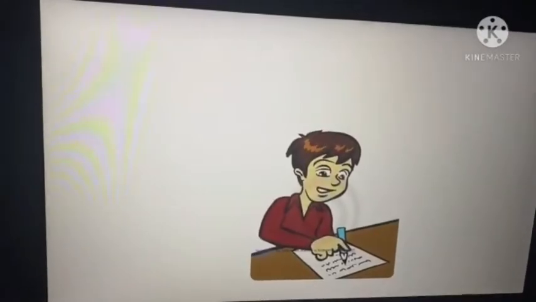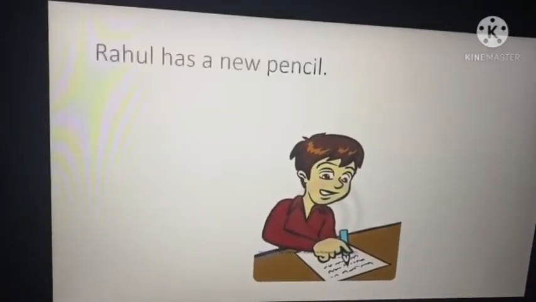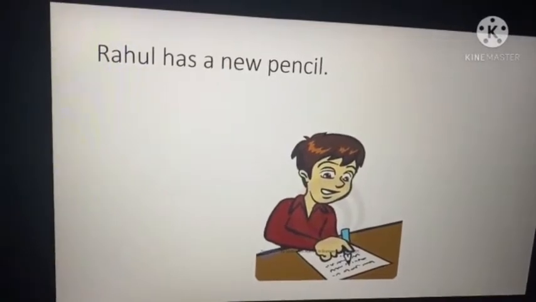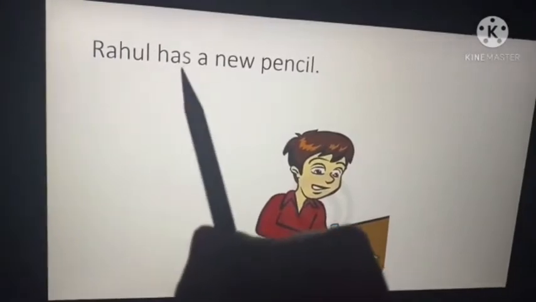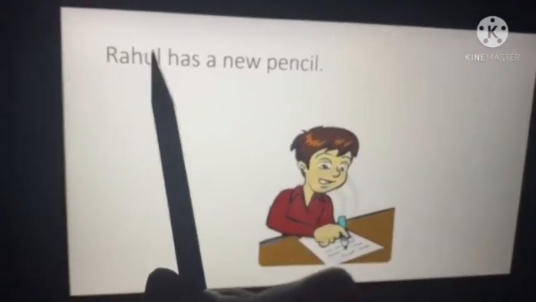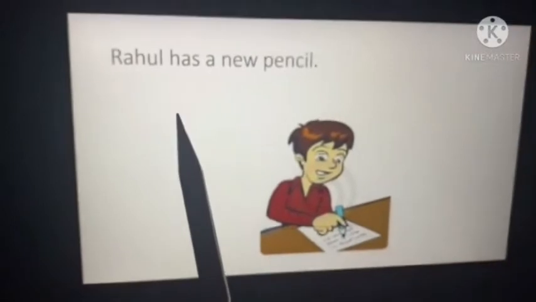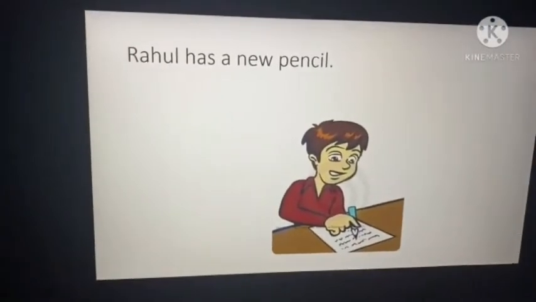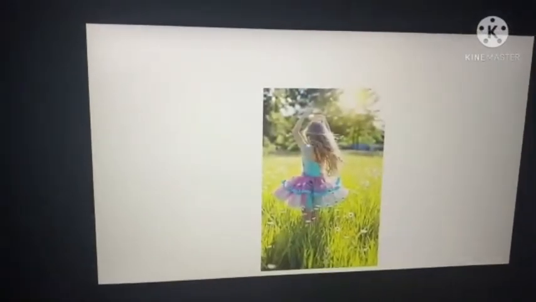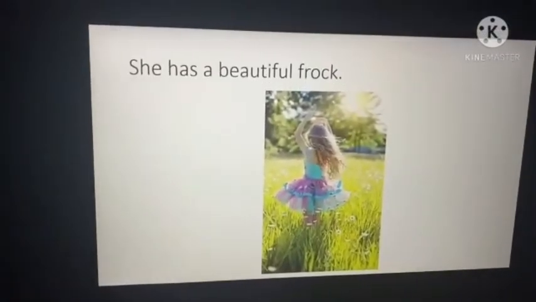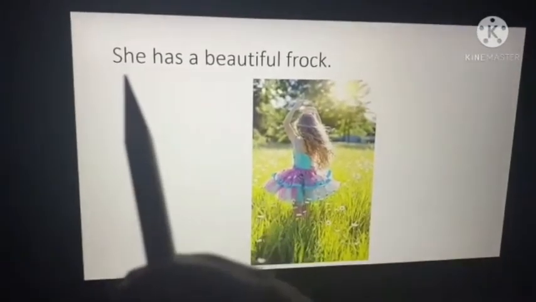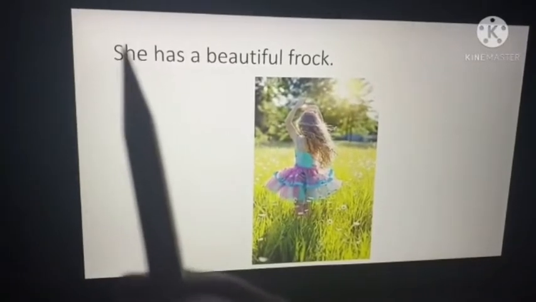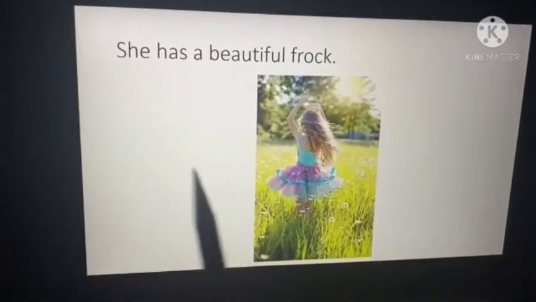Look at this picture. Now let's read the sentence. Rahul has a new pencil. Now here, look at the use of has. Rahul is referring to a singular noun, so we have used has. Look at this picture now. She has a beautiful frock. Now here again, she is referring to a singular pronoun, so we have used the term has with it.